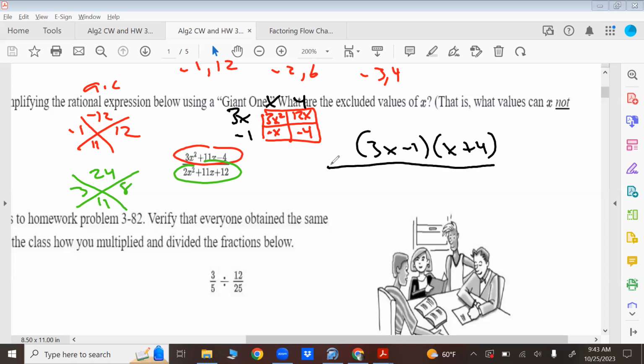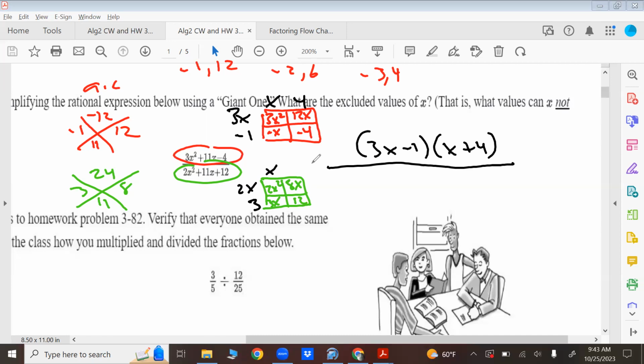Perfect. Now let's do it again for the green. Area model: 2x squared, 12, 3x and 8x. What can I factor out of the first row? First row, 2x, good. And that'll be x up here, and then keep going.